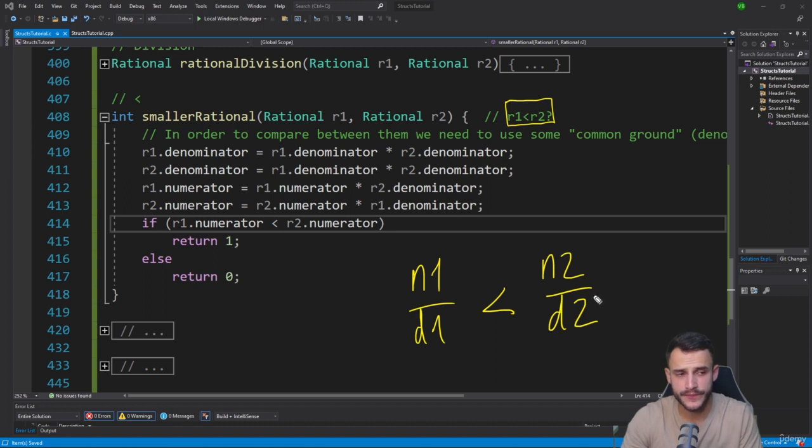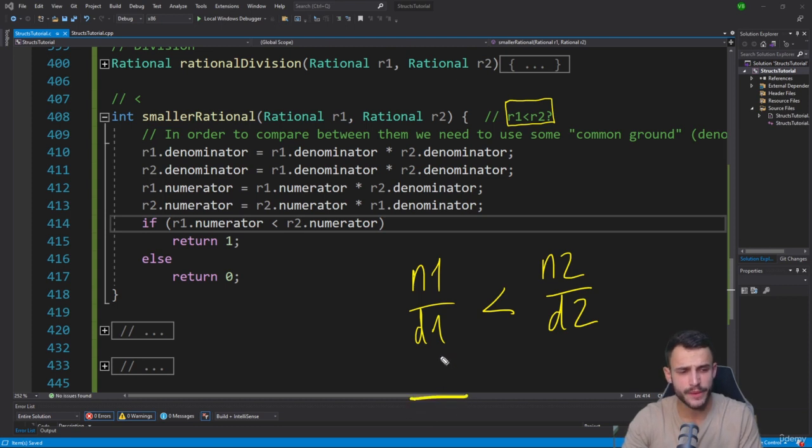So how would you do it? You do not simply ask if n1 is smaller than n2 and d1 is smaller than d2. That's not how you compare who is greater and who is smaller using rational numbers. Once again, these are math rules. That's not something I've invented. Okay, so what we have to do in order to give an answer to this question is to make some common ground for both of them.